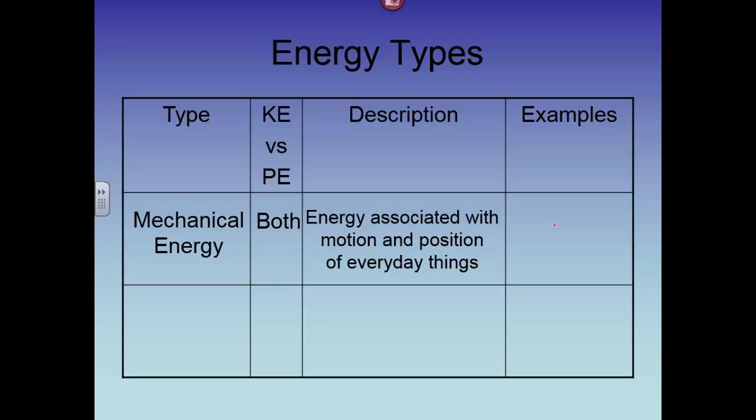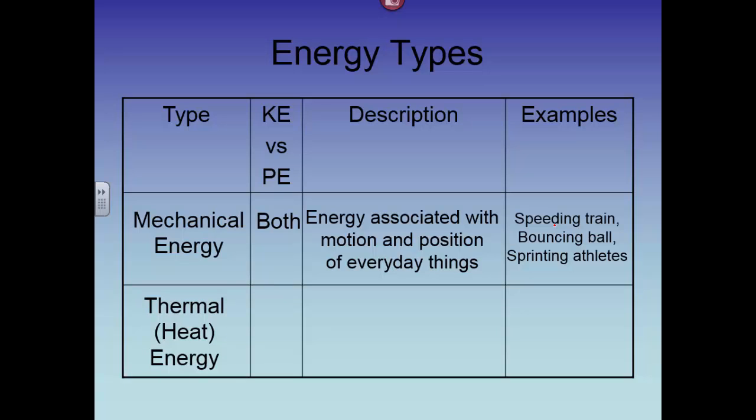And it's the energy that's associated with motion and position of everyday things. Mechanical energy would be like the pistons in your car's engine going up and down, things that actually move or change position. Couple other examples, a train traveling down the tracks has mechanical energy. So does a ball that bounces off the floor, or athletes as they run down the track.